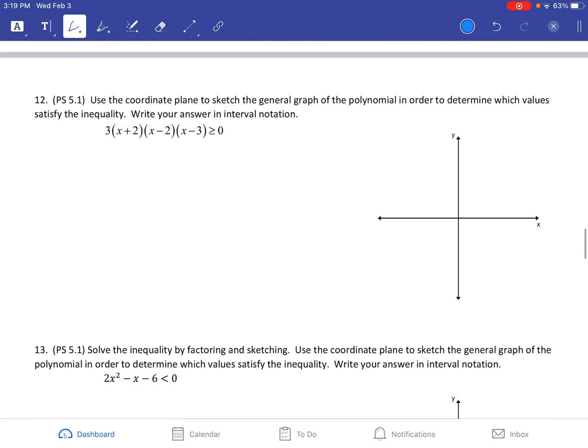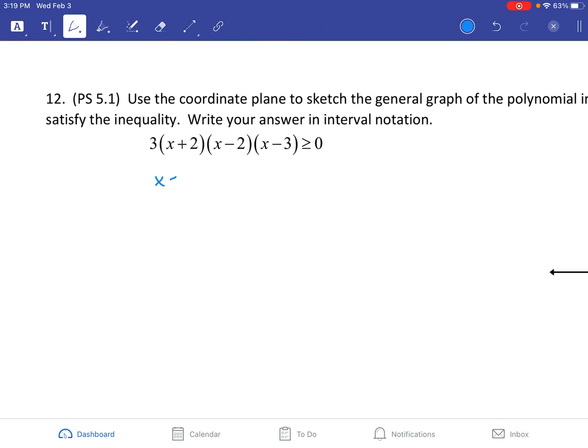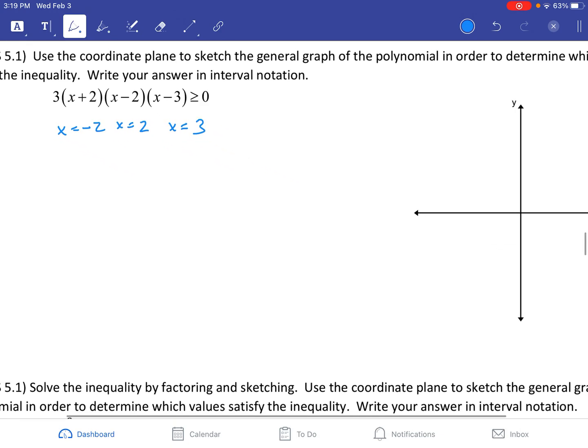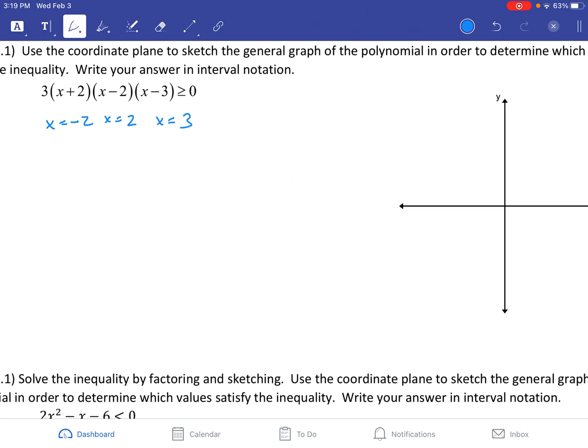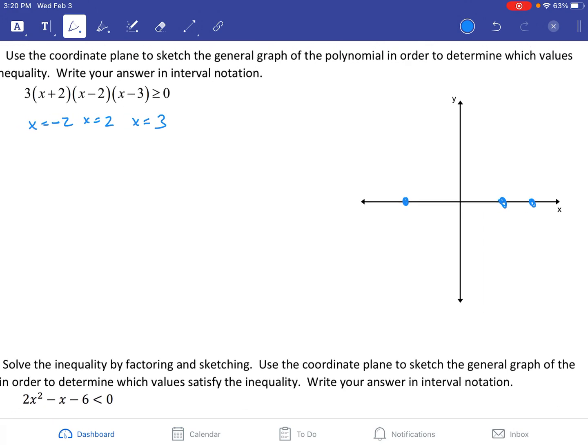Okay. Number 12 is very much like the quadratic inequalities we did just a minute ago. What we're going to do is take our factors. So we have x equals negative 2, x equals positive 2, and x equals positive 3, by taking the three factors, setting them equal to 0, and solving for x. We're going to graph them all on our coordinate plane here. So we have negative 2, positive 2, and positive 3.